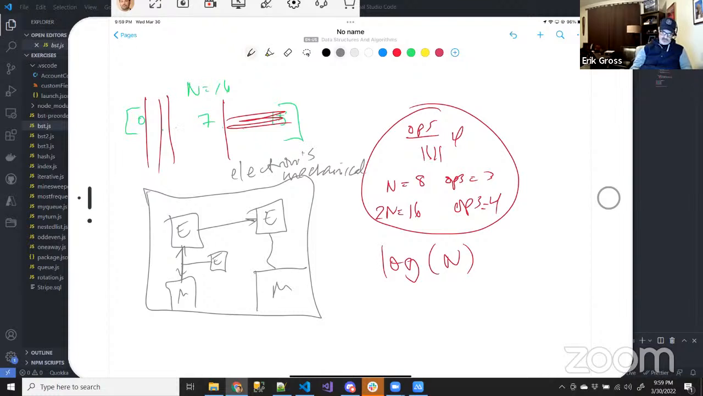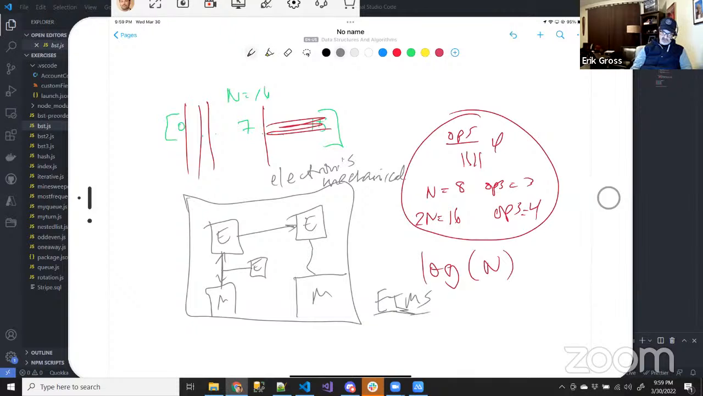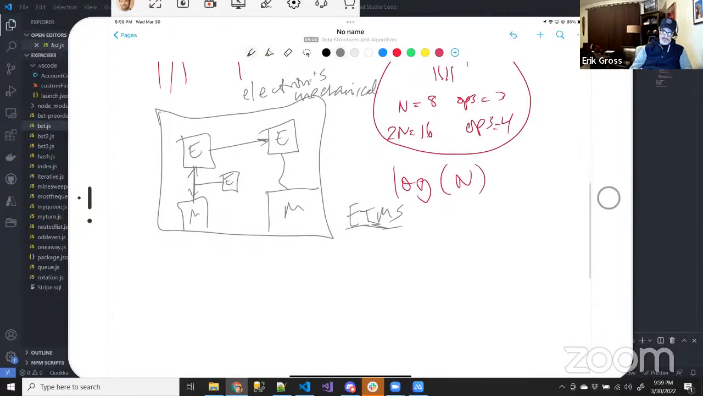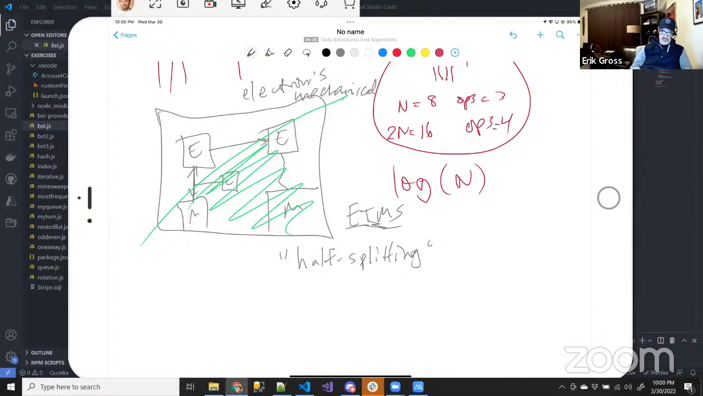And the approach that I learned at this was called Electronic Technician Maintenance School, this really awesome school I went to in the Navy. It was called half splitting. And the concept is, how do I eliminate at a stroke half of the system? Let's reverse that and talk about a little more precise.